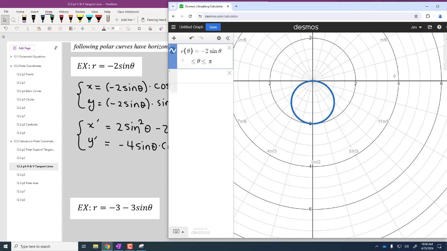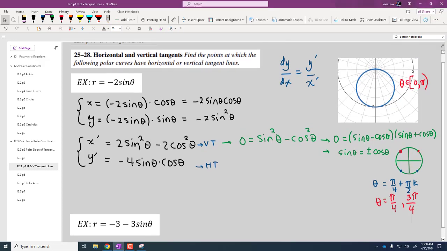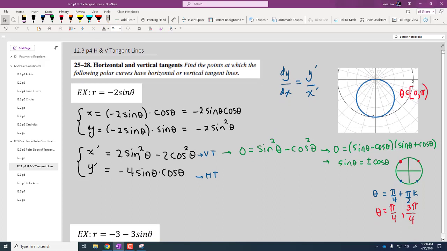So you tell me, when I plug in pi over 4, what do we get as our r value? So if we do r of pi over 4, what do we get? Negative root 2. So this is root 2 over 2? Root 2 over 2, so it's going to be negative radical 2. Yeah. So if we go to pi over 4 here, pi over 4 is up there, but then we go negative root 2, it's going to bring us down to right over here. Gotcha. And that's going to be where we have a vertical tangent.